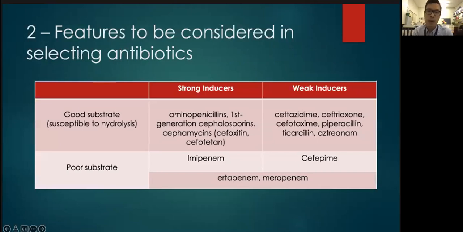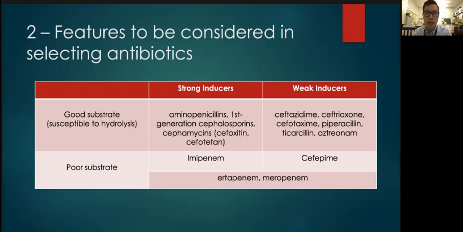The second aspect which was considered was which features should be considered when selecting antibiotics. The table here shows that the beta-lactam antibiotics fall within a spectrum of potential for inducing AmpC. The aminopenicillins, first-generation cephalosporins, and cephamycins are potent AmpC inducers. In moderate to high risk organisms for AmpC production, these antibiotics are hydrolyzed even at basal AmpC levels, so they will test non-susceptible and not pose as much of a treatment dilemma.